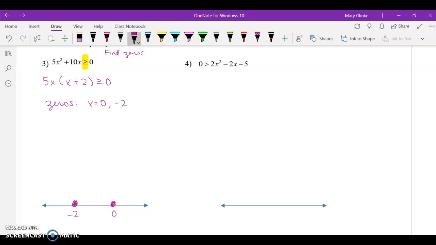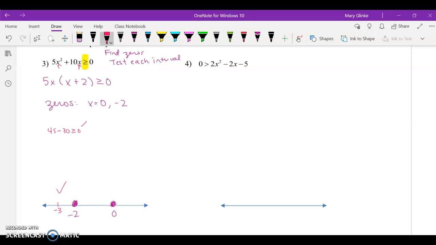And then what we're going to do is test each interval. And that's going to help tell us if our intervals are going to be greater than 0 or less than 0 for our y values. So for instance, we can go ahead and plug negative 3 in for x, and we can figure out what that would be. So if we test negative 3, we get 45 minus 30 is greater than or equal to 0. This is a true statement.